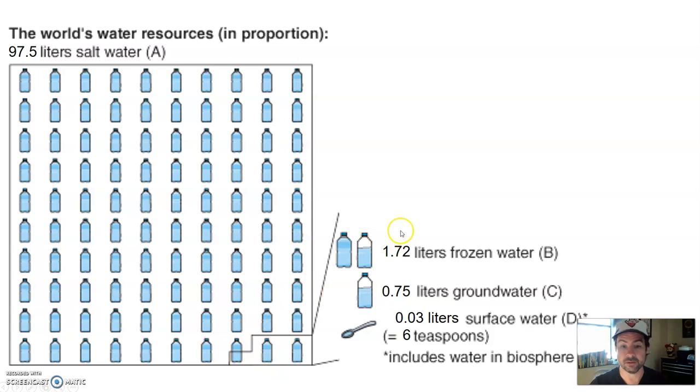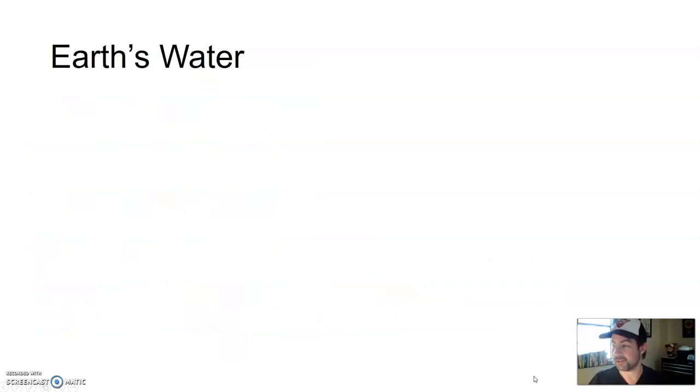Of that 2.5 liters, 1.72 liters is frozen. 0.75 liters is groundwater, which only leaves 0.03 liters of surface water, which is about 6 teaspoons full. So if all of Earth's water was 100 liters, 6 teaspoons, that's 2 tablespoons. 2 tablespoons of water is fresh water. And that includes water in the biosphere and all the plants and living organisms, as well as in the atmosphere. Water is a precious commodity, and there's just not a lot of it.